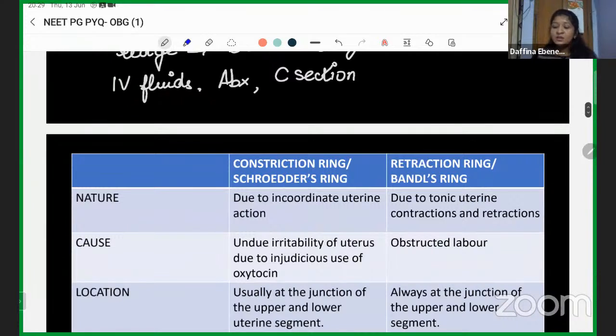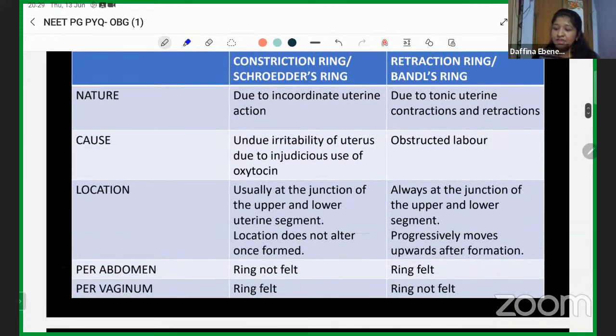So there's one other ring called the constriction ring or the Schroeder's ring. There are two types of ring. One is a constriction ring, the other is a retraction ring. The constriction ring is also called the Schroeder's ring. The retraction ring is also called the Bandl's ring. The constriction ring is because of incoordinate uterine action. There is no synchrony between the contractions and retractions. On the other hand, the retraction ring is because of tonic uterine contractions and retractions.